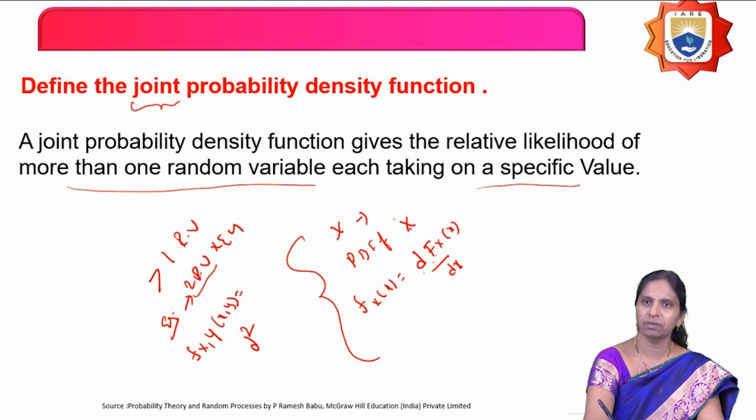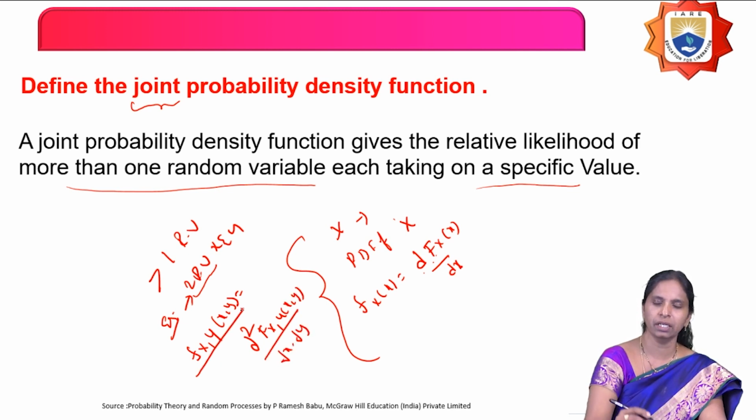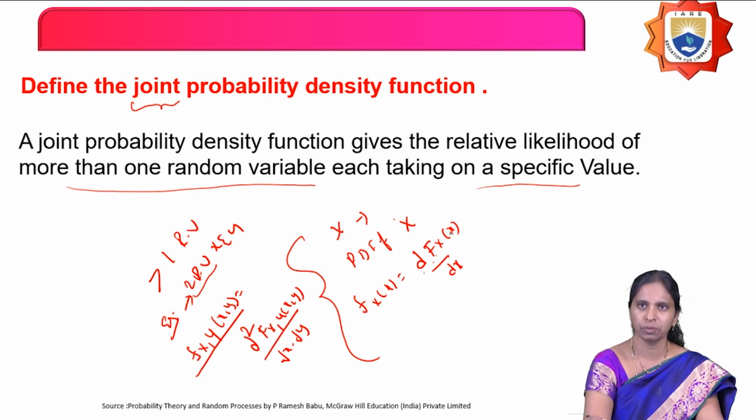If it is one random variable, you take the first order. If it is two, you take the second order. Like that, for n random variables, you take the nth order differentiation. So the second order differentiation of the joint probability distribution function of those two random variables is nothing but the joint probability density function. Like that, you can define it for up to n random variables also.